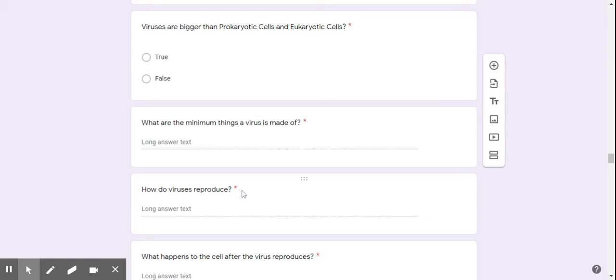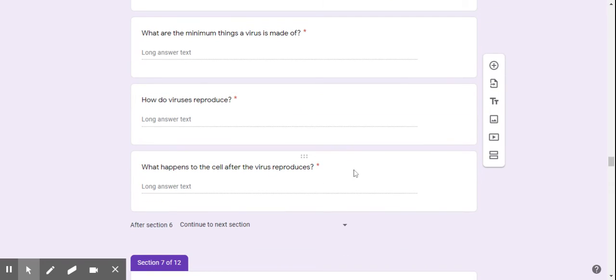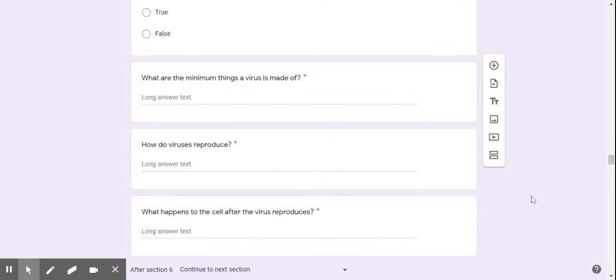Now, how do viruses reproduce? Well, they infect cells. They infect your cells. Remember that. They take over the cell and they tell the cell to make more viruses. What happens to the cell after a virus reproduces? This one, I've showed you guys a GIF about it, or that scene from Aliens. They explode out of the cell and they go and infect new cells. And in the process of that explosion, they actually kill the cell.